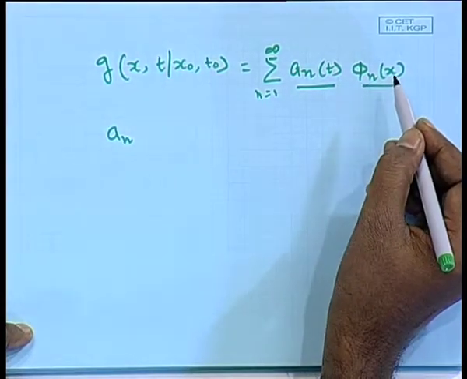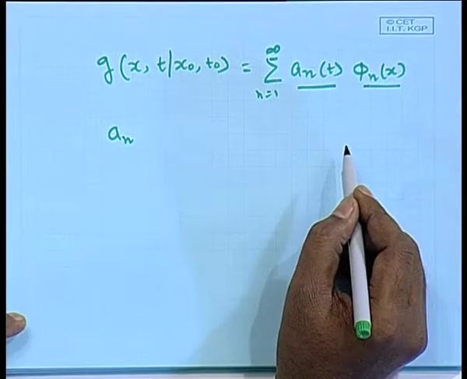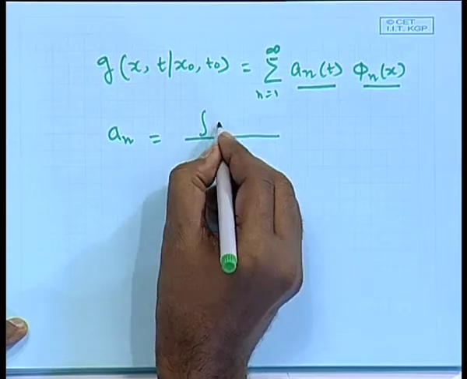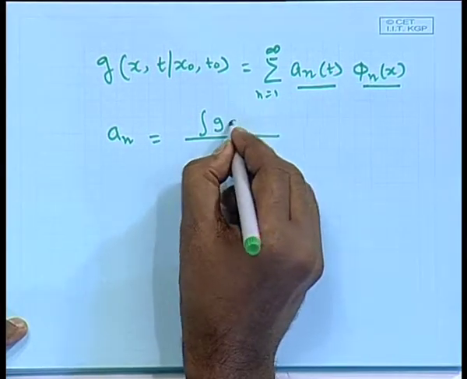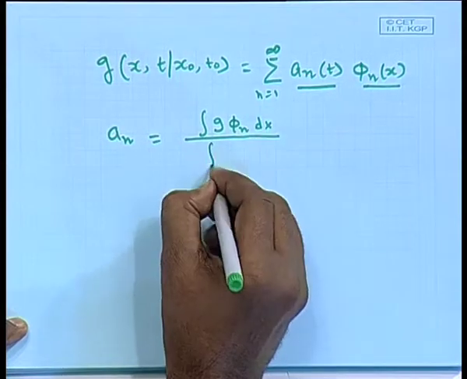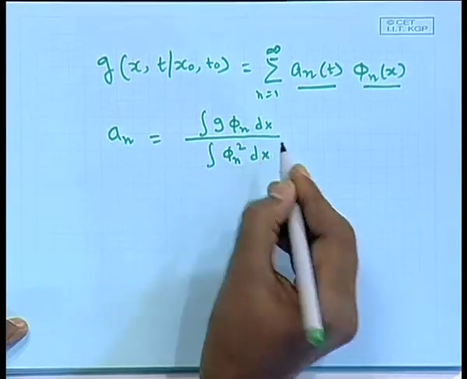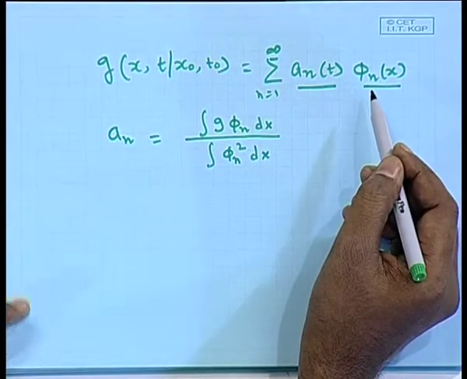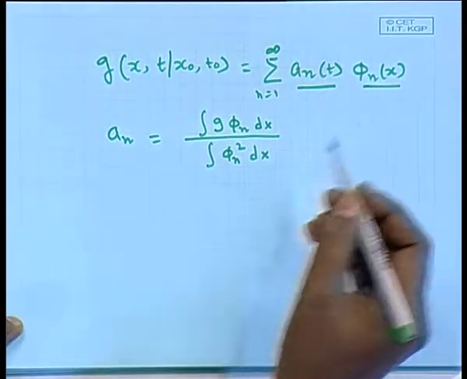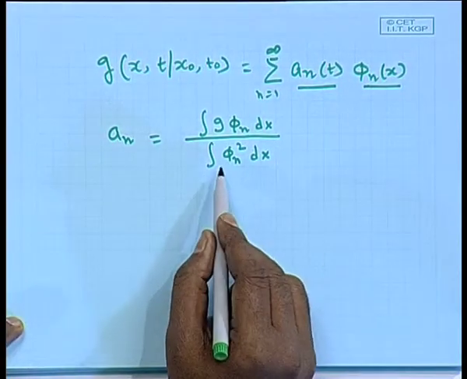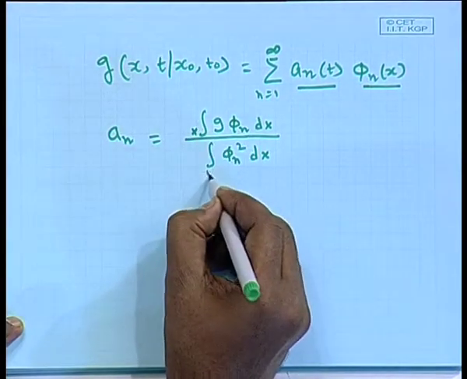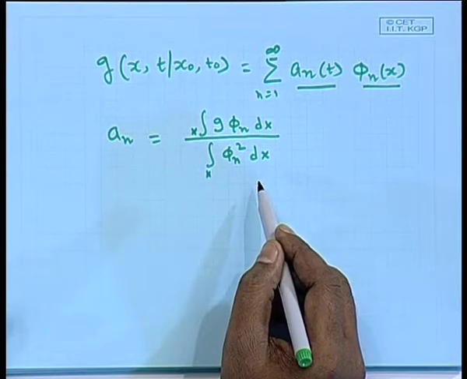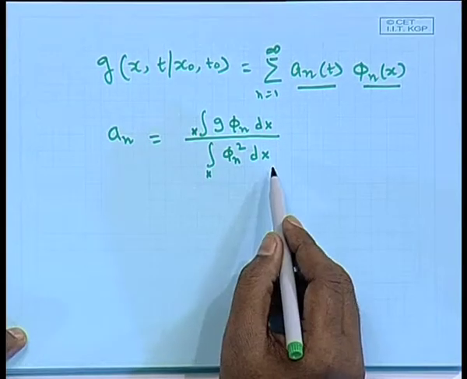Phi n is basically sin n pi x, and sin functions are always orthogonal to each other. So, a n can be estimated as the integral of g and phi n over dx divided by the integral of phi n square over dx, right. Since they are orthogonal, you can open up this summation series, and apart from one term all the terms will vanish. Now, this integration is over x from 0 to 1, and you can force your eigenfunctions to be orthonormal, so that this denominator will become 1.